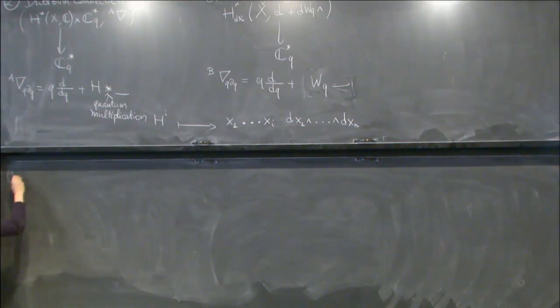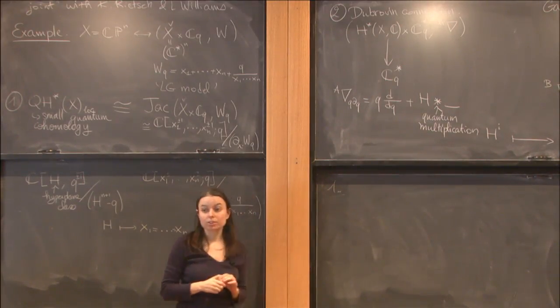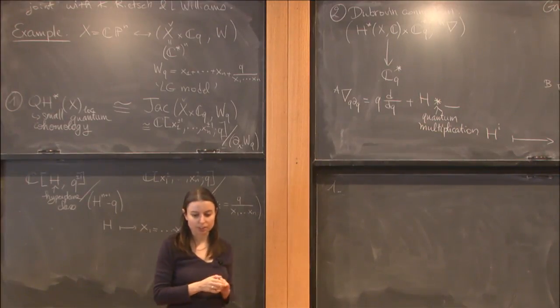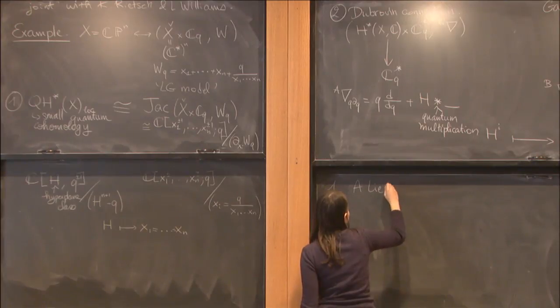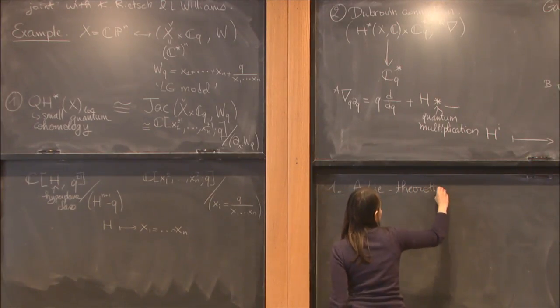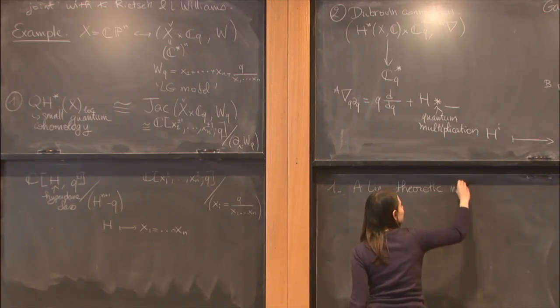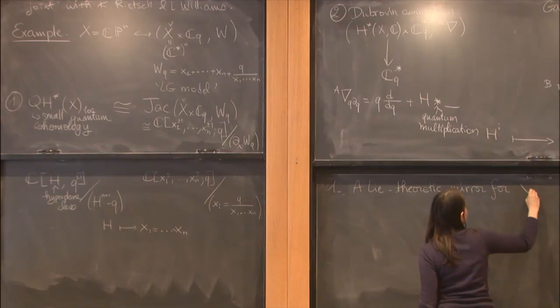So as in the previous talk, one main motivation is the result of Konstanze Rietsch from 2008, where she constructs the Lie theoretic mirror, or mirror candidate, depending on your point of view, for homogeneous spaces.